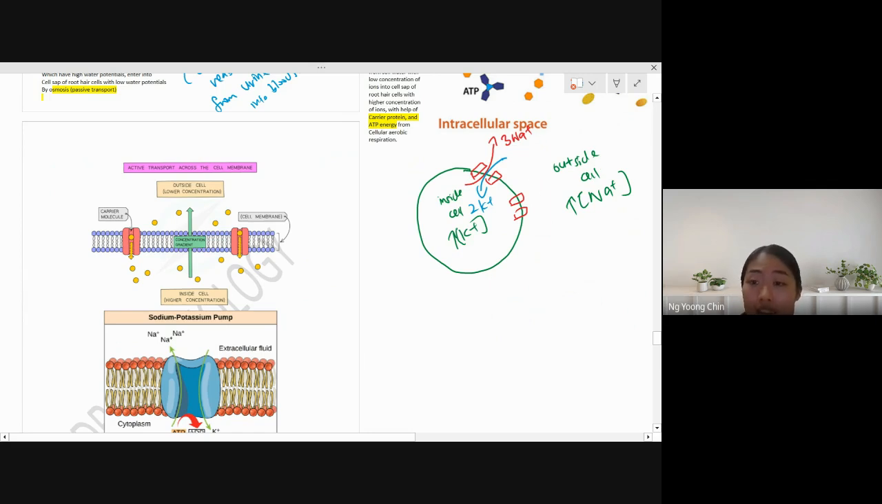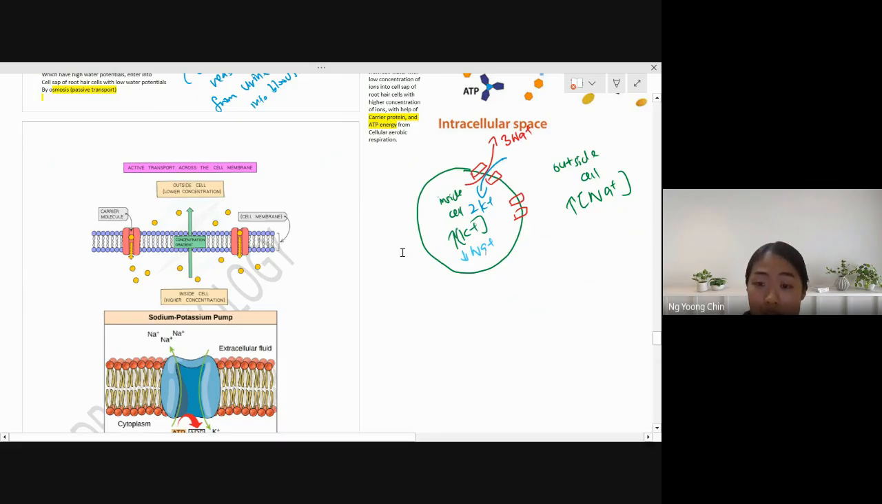So you can see that sodium is being pumped from inside to outside. Inside the cell, they have a high amount of potassium, but a very low amount of sodium. Inside the cell, they have more potassium, very little sodium. However, your sodium potassium pump is able to pump out the sodium from the low concentration inside to outside the cell, which has a very high concentration of sodium. So that means it's from low concentration inside the cell to high concentration outside the cell. So this is against the gradient.